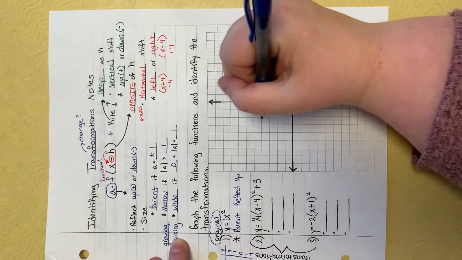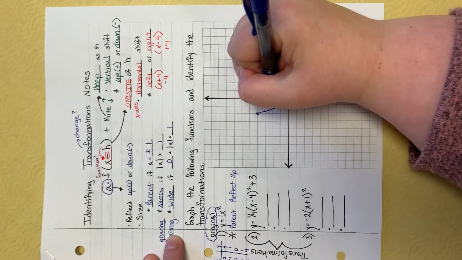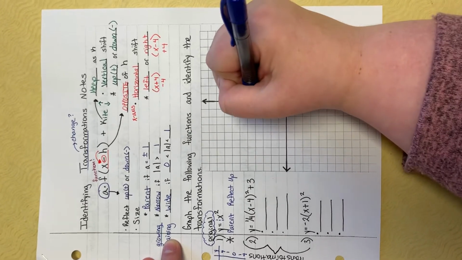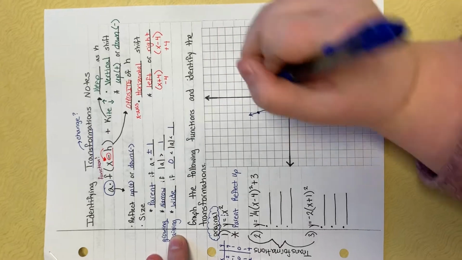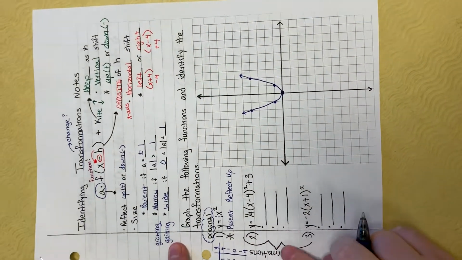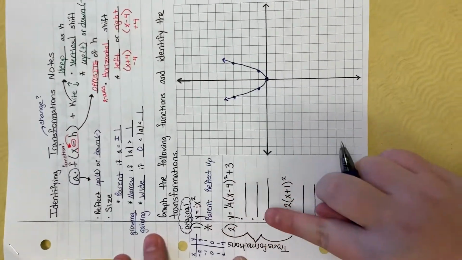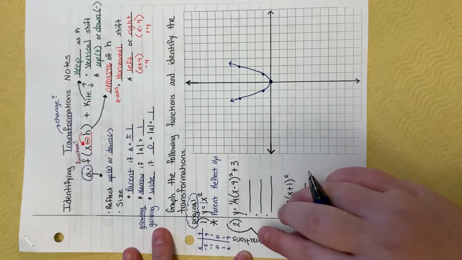Okay, the goal of graphing all 3 on the same coordinate plane is so that you can see the movements that a, h, and k do. These are the transformations. This was the original. Now we're going to see how they will change.